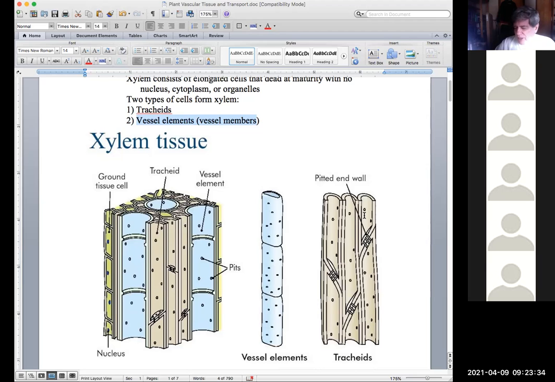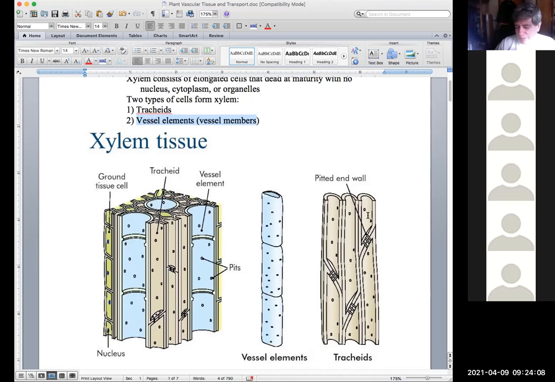All that's left of the cell is the cell wall. There's no cytoplasm, none of the organelles that we would normally find in the cytoplasm. There's no chloroplast, no mitochondria, no endoplasmic reticulum, no nucleus. So these are essentially like hollow pipes, and nothing interferes with the movement of water and the dissolved materials upward. In a few minutes, we'll talk about how xylem actually transports material upward.